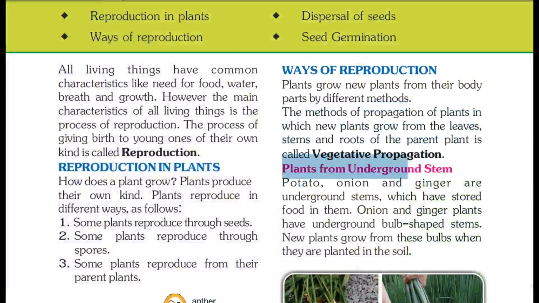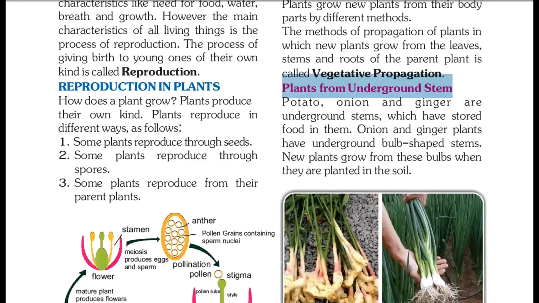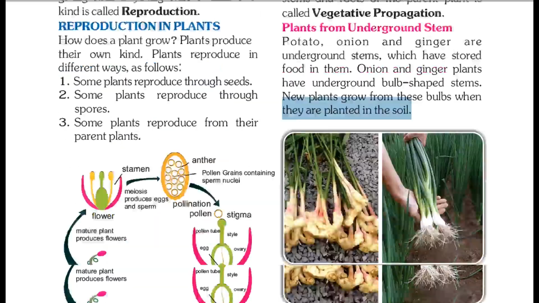Plants from underground stem. Potato, onion, and ginger are underground stems which have stored food in them. Onion and ginger plants have underground bulb-shaped stems. New plants grow from these bulbs when they are planted in the soil.